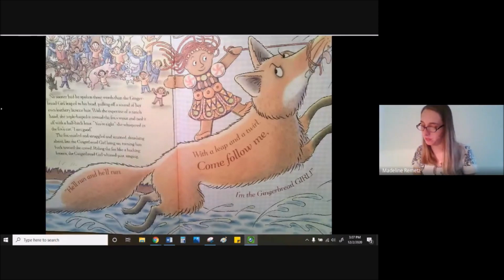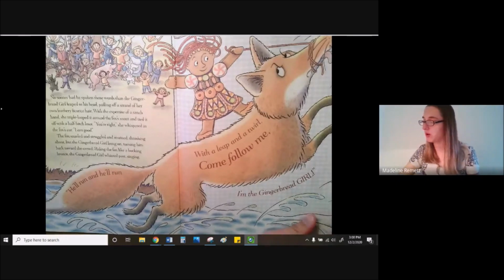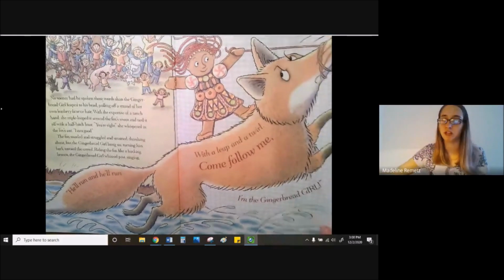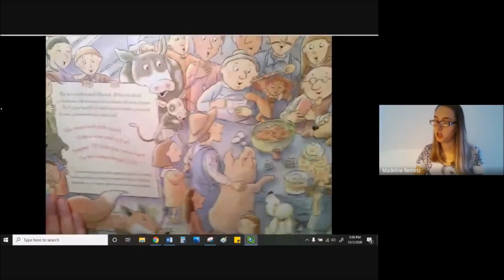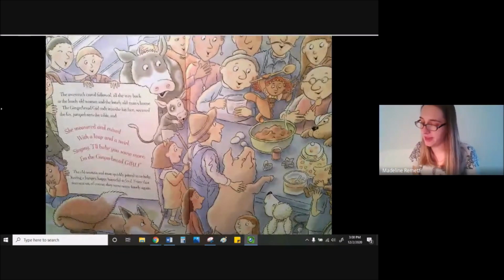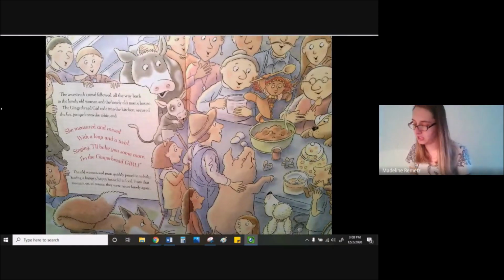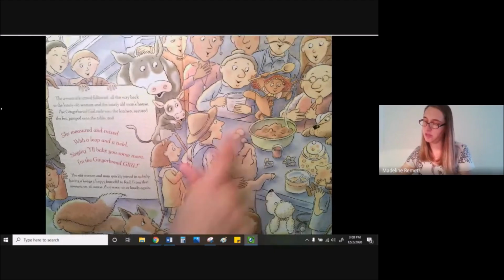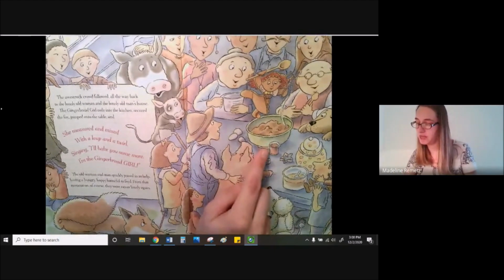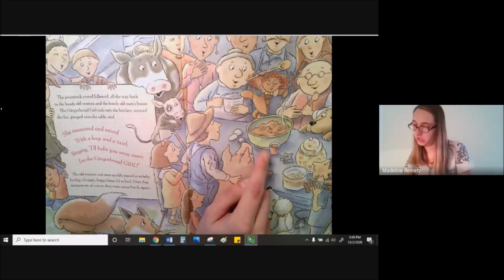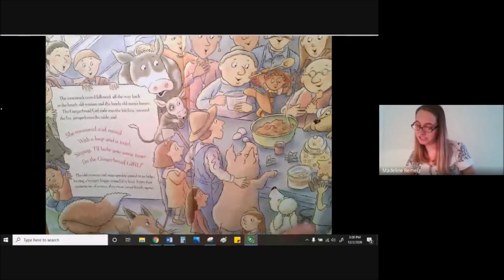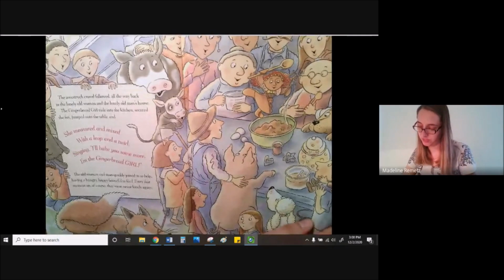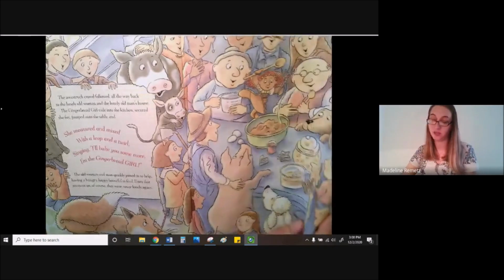Riding the fox like a bucking bronco, the gingerbread girl whizzed past, singing, "He'll run, with a leap and a twirl. Come follow me, I'm the gingerbread girl." The awestruck crowd followed all the way back to the lonely old woman and the lonely old man's house. The gingerbread girl rode into the kitchen, secured the fox, and jumped onto the table. There she is. And she measured and mixed with a leap and a twirl, singing, "I'll bake you some more, I'm the gingerbread girl." The old woman and the old man quickly joined in to help, having a hungry, happy household to feed. From that moment on, of course, they were never lonely again.